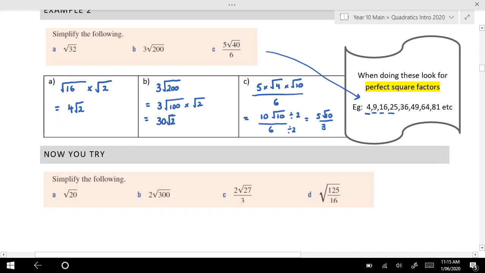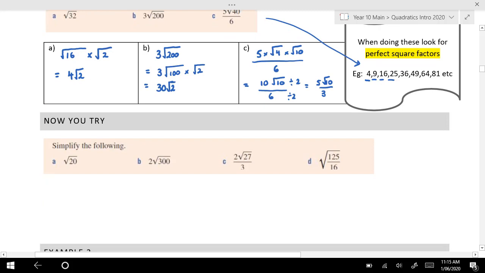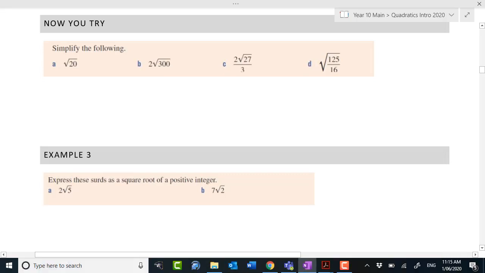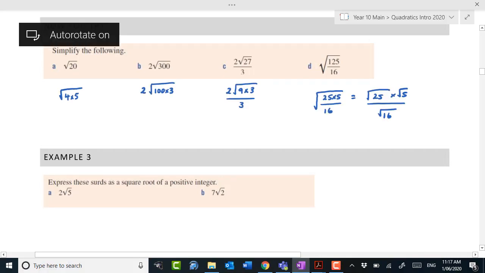All right, now I'll get you to try the following. I'm going to get you to pause this, have a go at these, please, and I'll go through them shortly. All right, so I've got you started here.